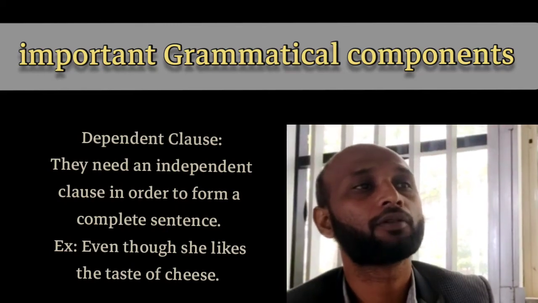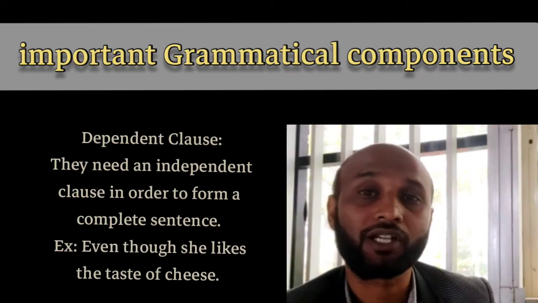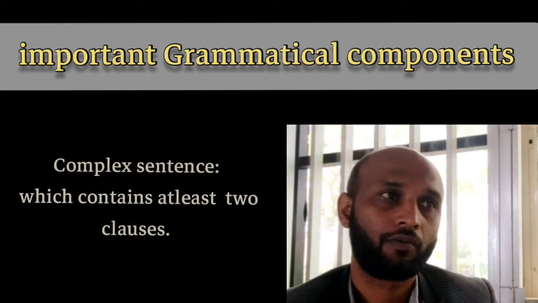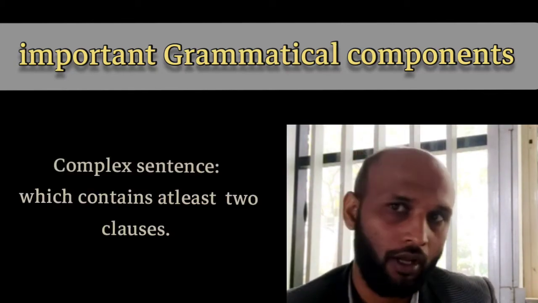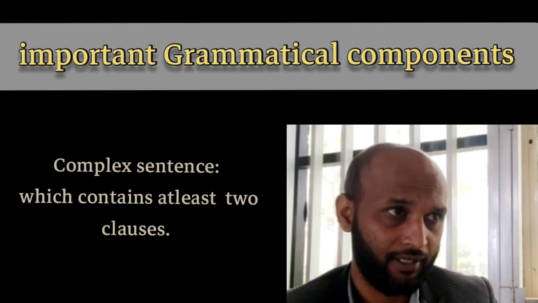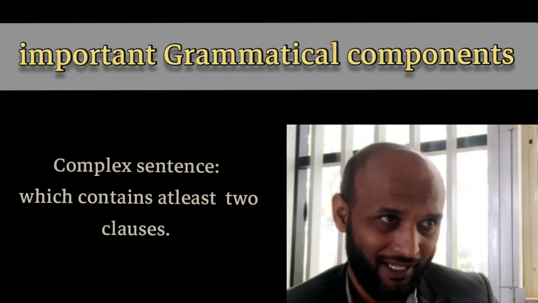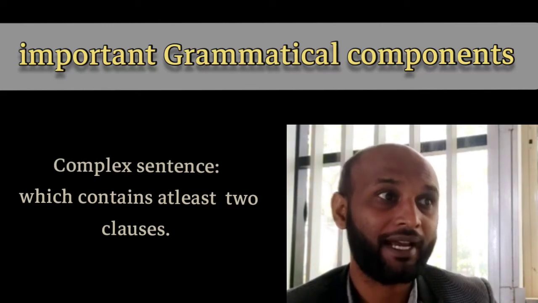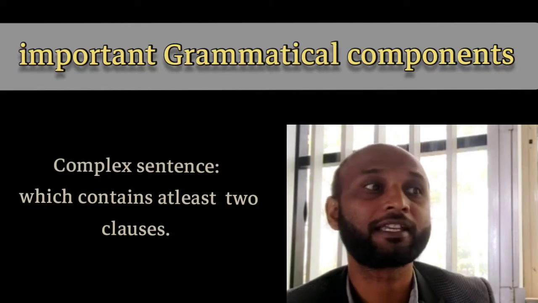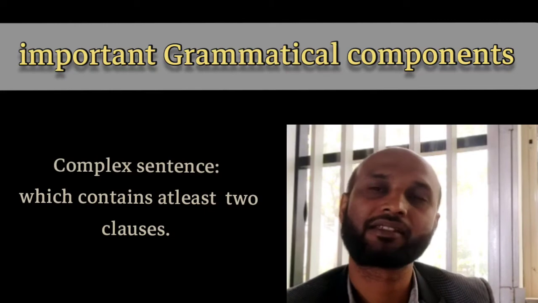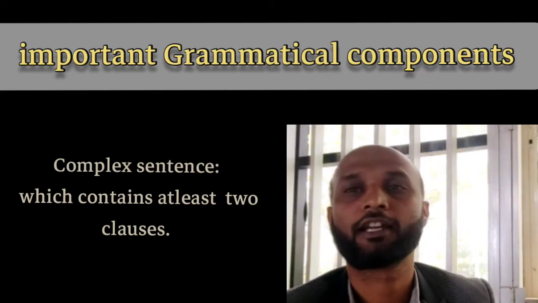Example, even though she likes the taste of cheese. An example of a complex sentence which contains at least two clauses is, even though she likes the taste of cheese, she hasn't eaten any since 2012. Where even though she likes the taste of cheese is the dependent clause, and she hasn't eaten any since 2012 is the independent clause.